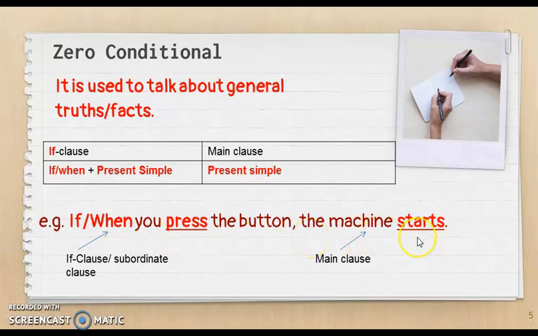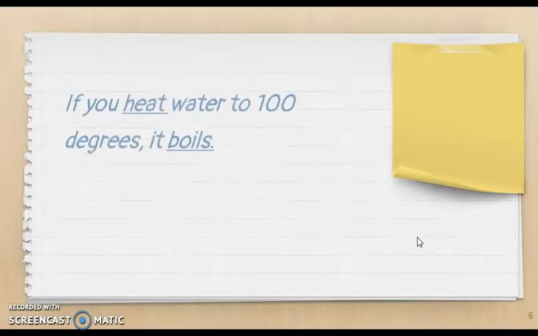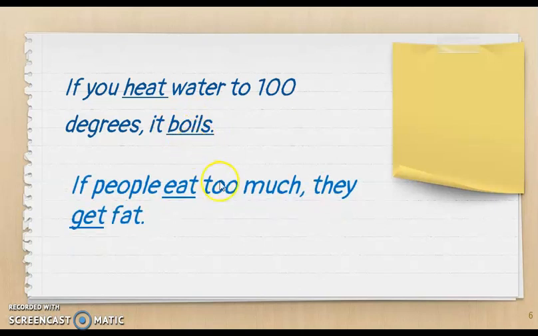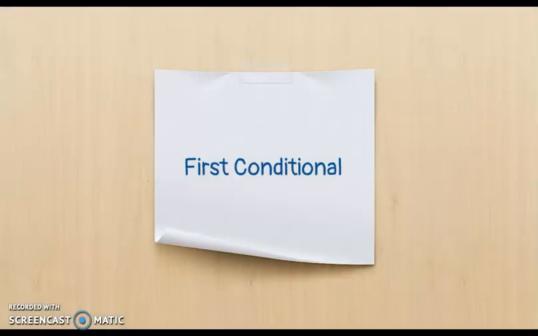Let's look at more examples. If you heat water to 100 degrees, it boils. Heat is present simple tense in the if clause, and in the main clause, it boils also takes on present simple tense. If people eat too much, they get fat. These are known as general truths or facts.